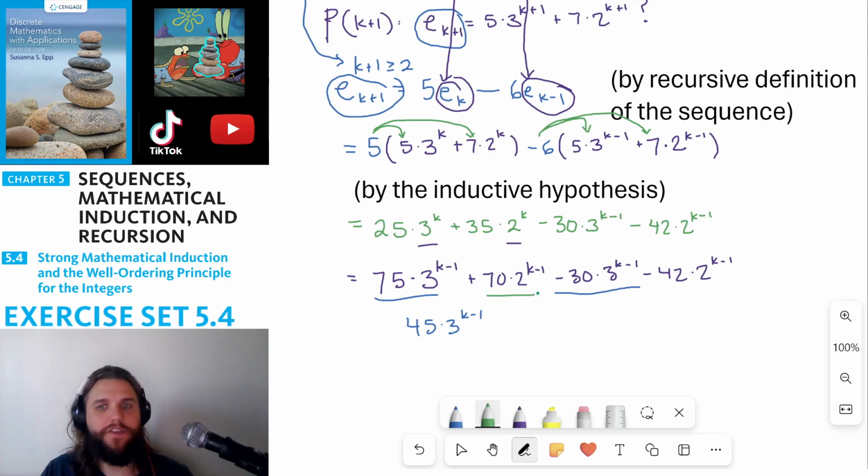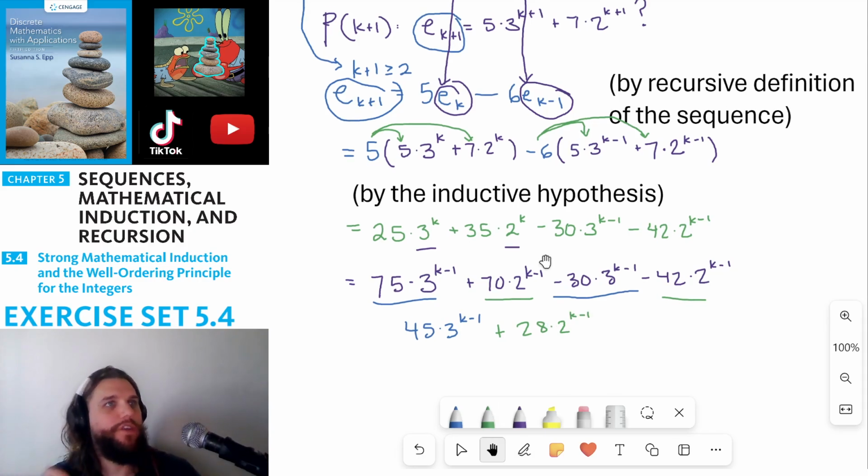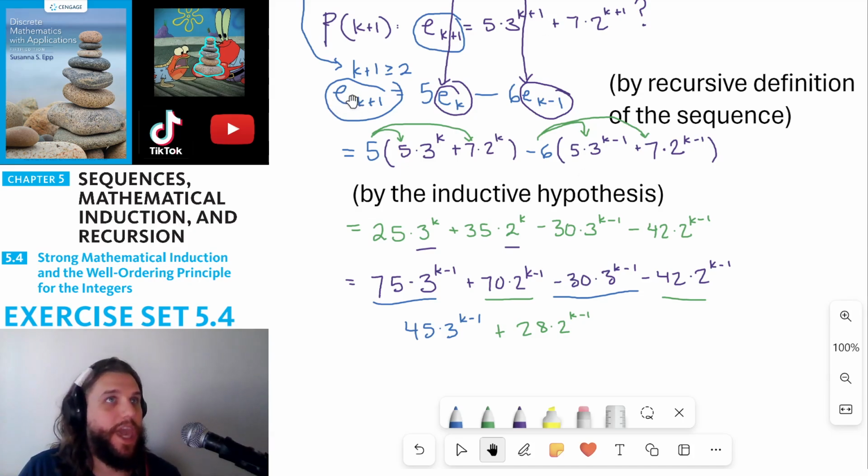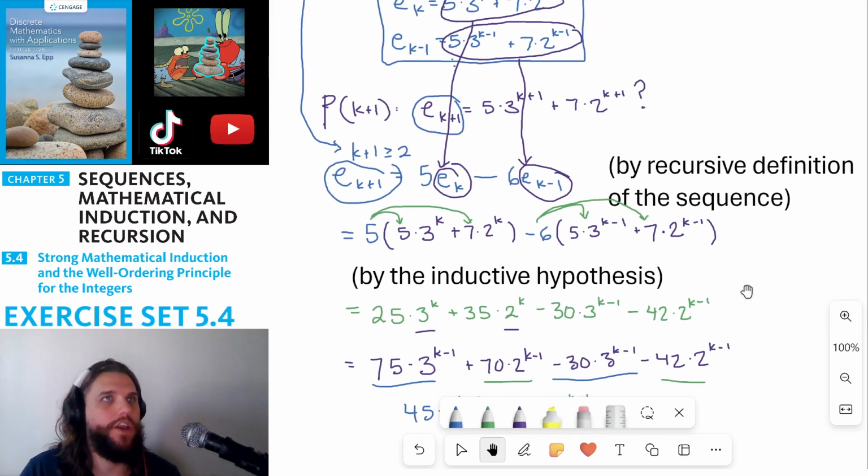And if I have 72 2 to the k minus 1s and I take away 42 of them, then I would only have 28 2 to the k minus 1s left over. Now let's just briefly recap what we've done so far. We started with e to the k plus 1 here. And then we did some stuff, used the inductive hypothesis, did some more algebra, and now we're here. But let's remind ourselves where we're trying to go.